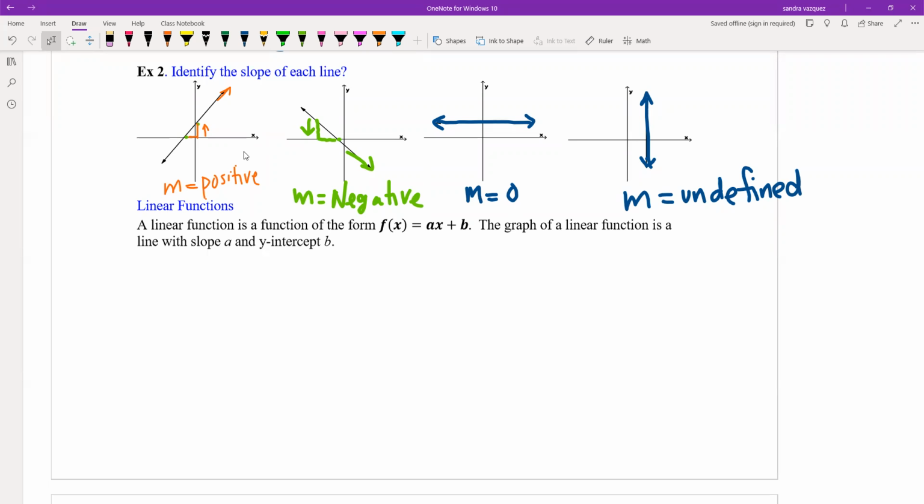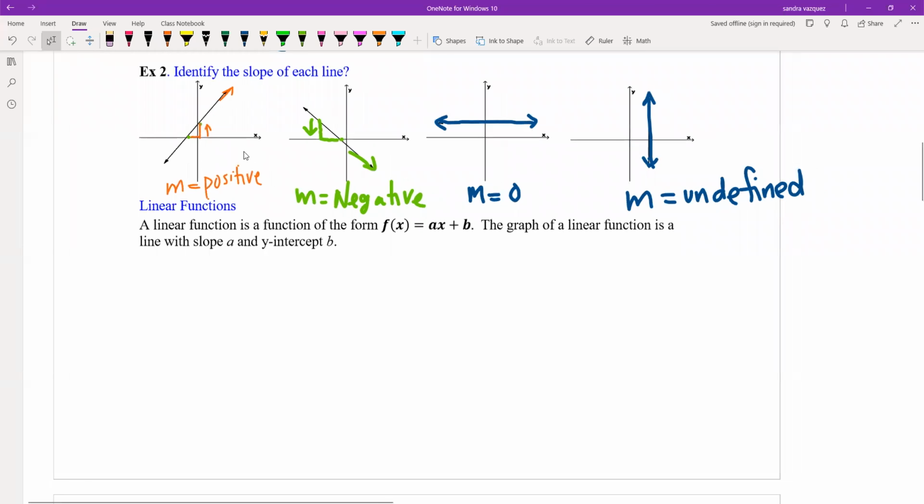Sometimes in this textbook, they decided to change the notation, but I'm sure many of you have seen y equals mx plus b. You can see that it's the same formula, just instead of the a, we have an m, or instead of an m, we have an a, and then we have the same b.